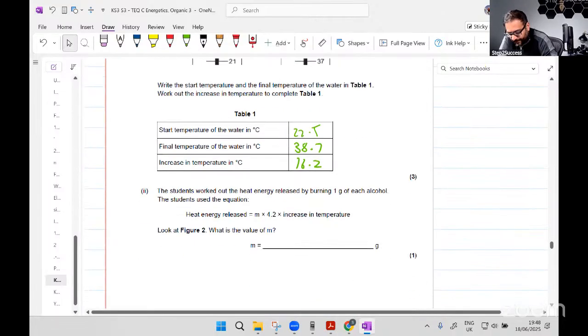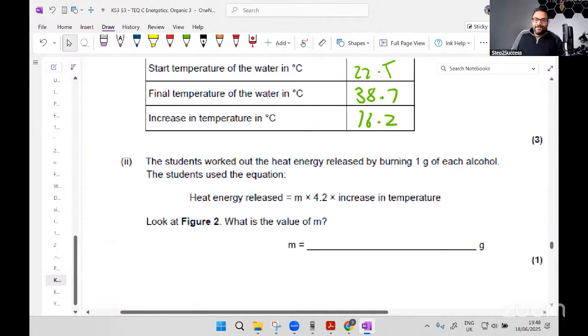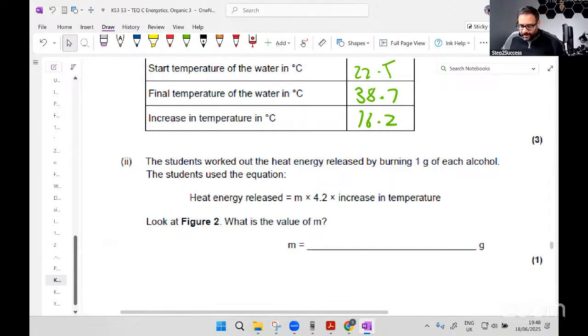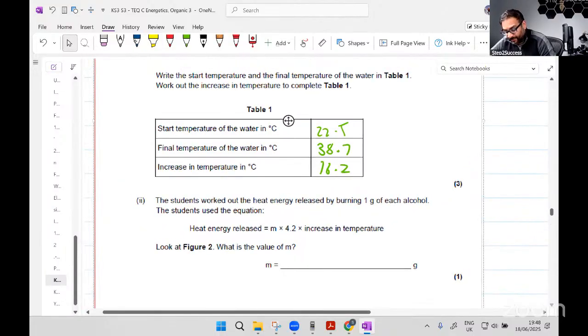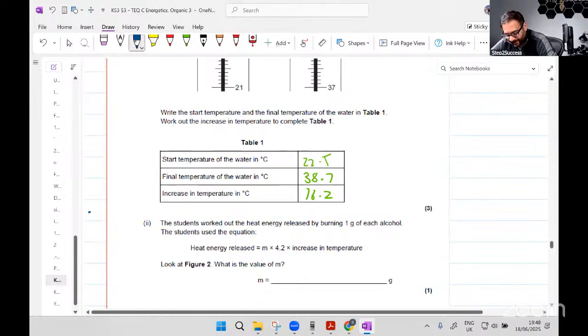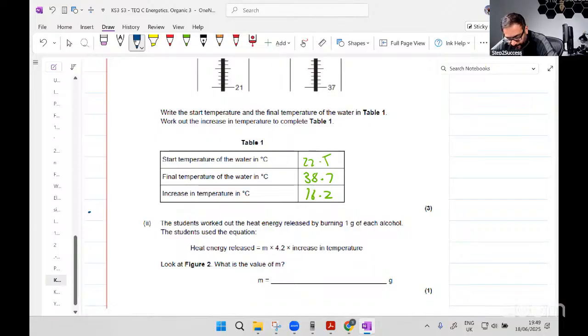Then you go to this, and even if you don't understand any of this, which you probably won't at this stage, you should get the question right, as long as your maths is capable. Because it says the student worked out the heat energy released by burning. Oh, actually, no, that is quite complicated. The heat energy released by burning 1 gram of each alcohol. What is the value of M?